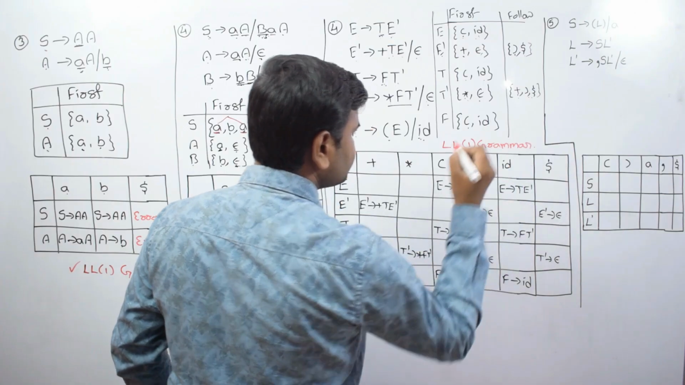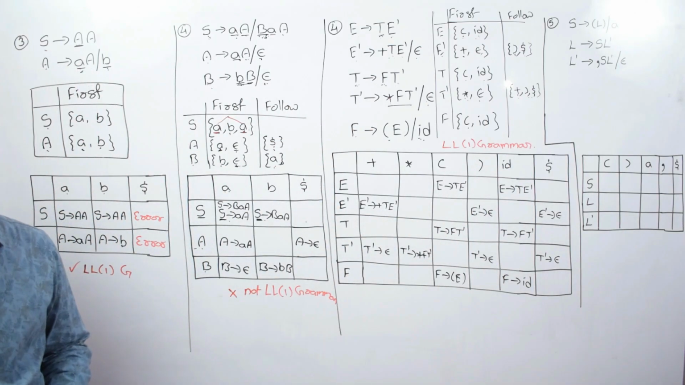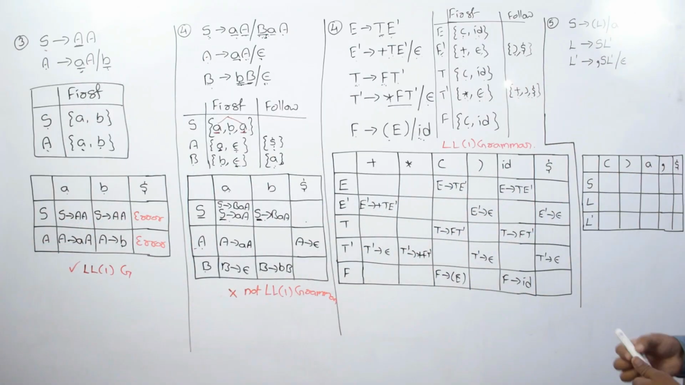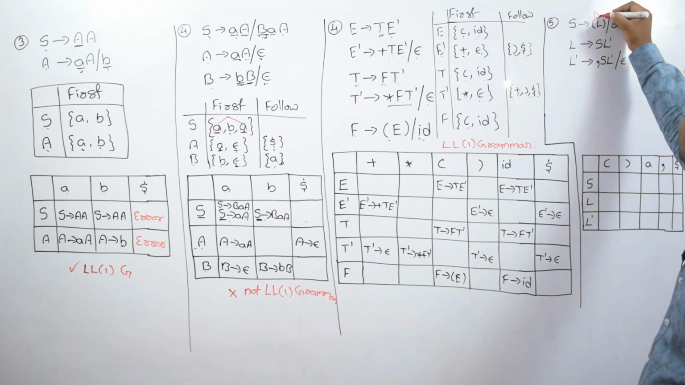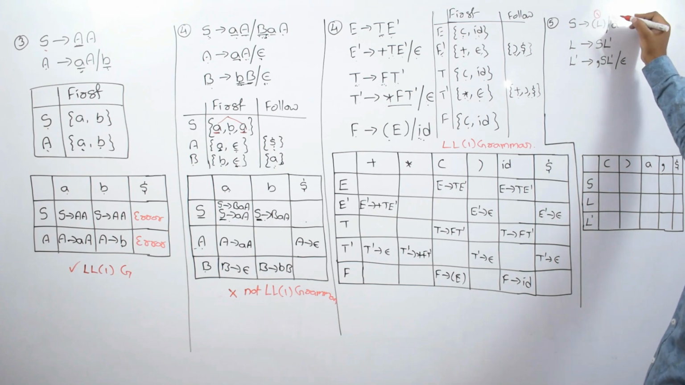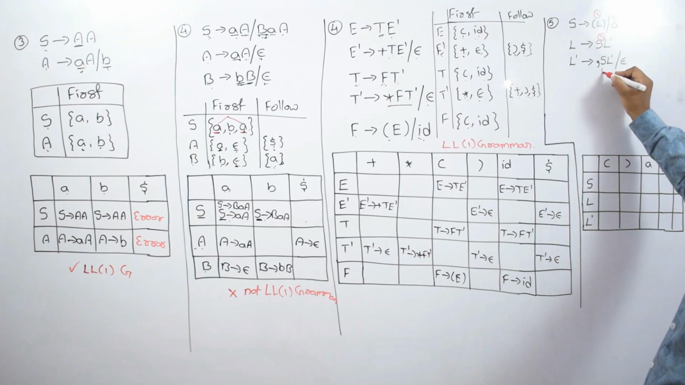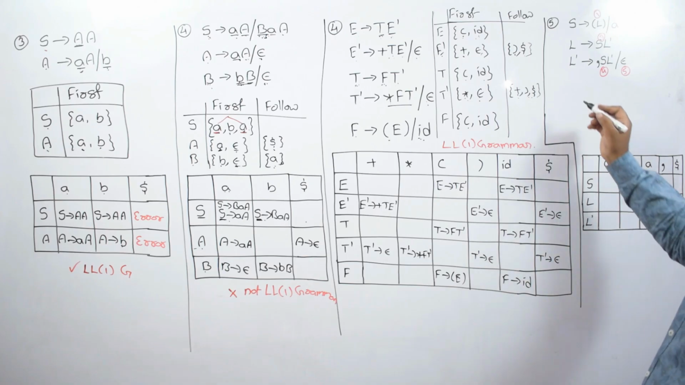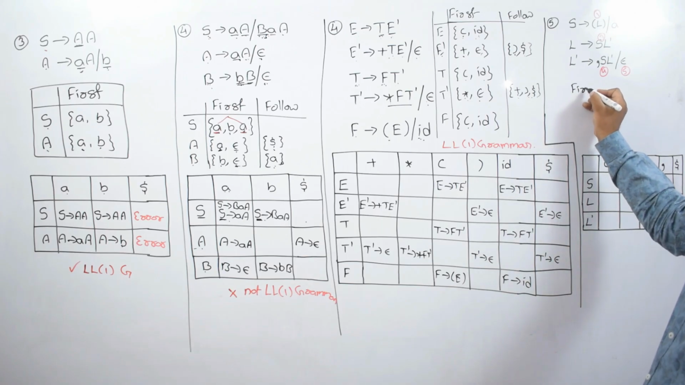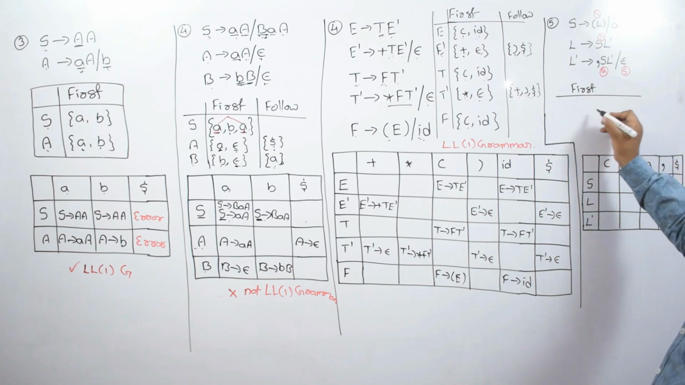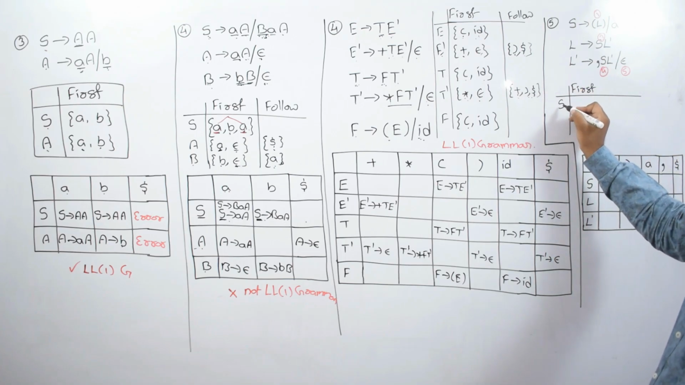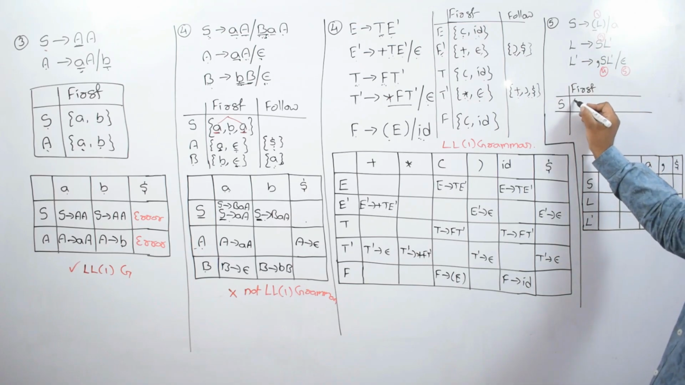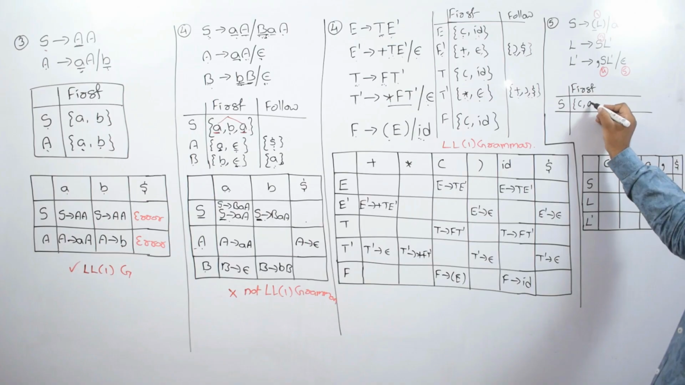Okay. So, in that way we will decide. So, now let us try to find out for this also. So, here what we are doing is we are giving production numbers: this is first production, second production, third, fourth and fifth. Okay. So, now here first we are finding first for every non-terminal. So, S, first of S is what? So, first of S is open brace, A.